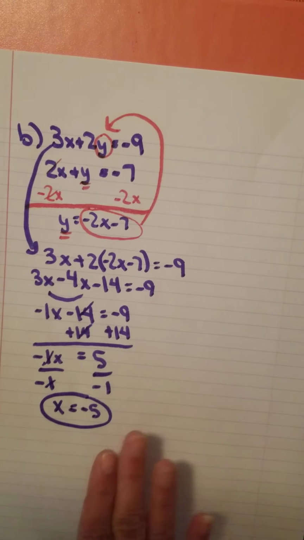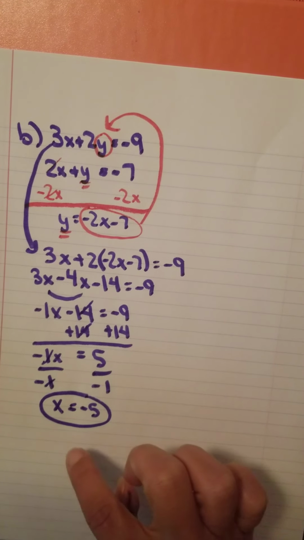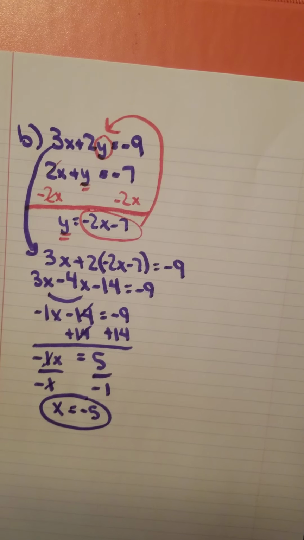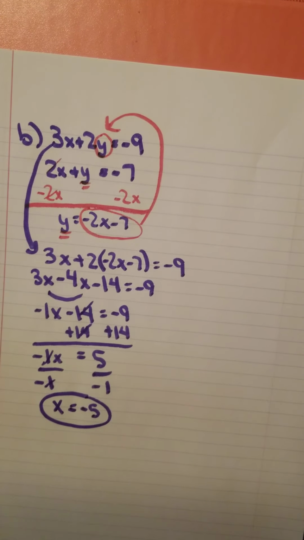We are not done because if you look at the original equations, there's an x and a y. So we have to find the second answer. So step 3, substitute your answer into 1. Hold on 1 second.